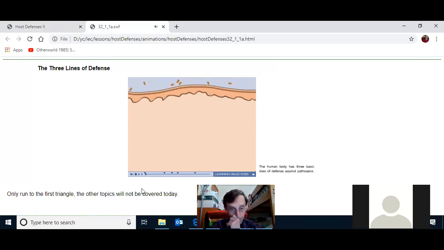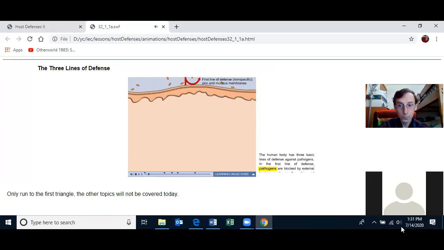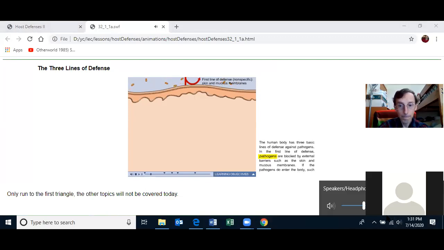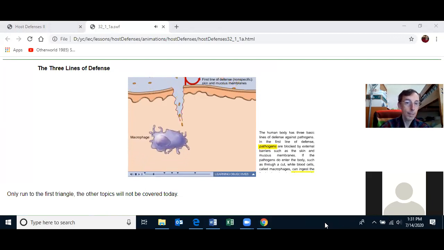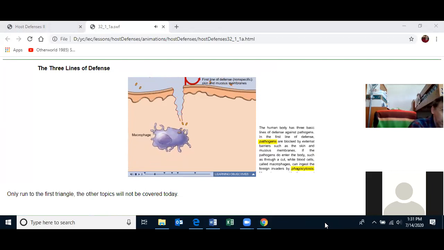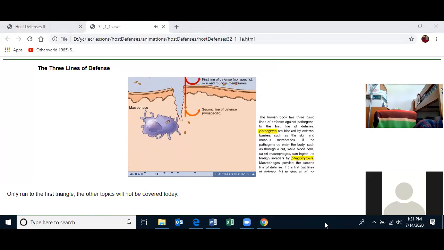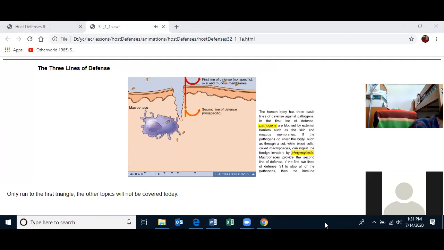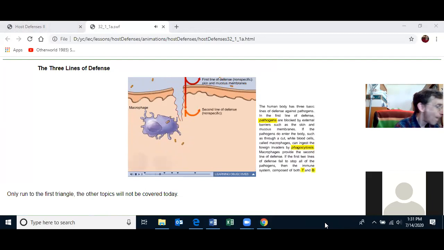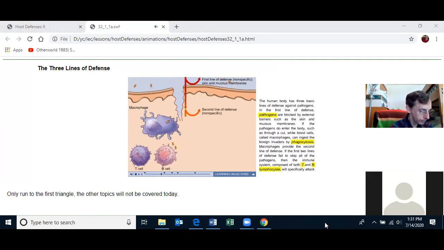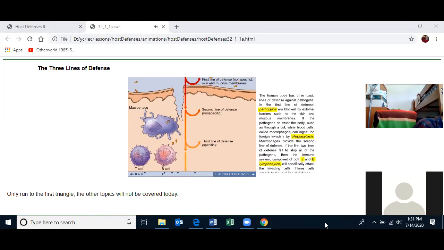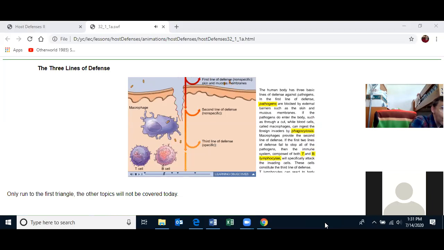The human body has 3 basic lines of defense against pathogens. In the first line of defense, pathogens are blocked by external barriers, such as the skin and mucous membranes. If the pathogens do enter the body, such as through a cut, white blood cells called macrophages can ingest the foreign invaders by phagocytosis. Macrophages provide the second line of defense. If the first 2 lines of defense fail to stop all of the pathogens, then the immune system, composed of both T and B lymphocytes, will specifically attack the invading cells. These cells constitute the third line of defense.